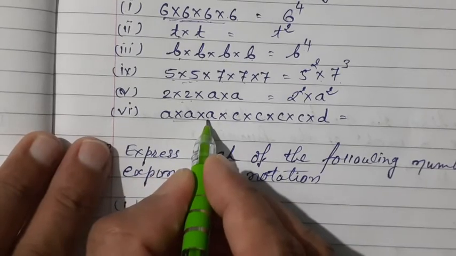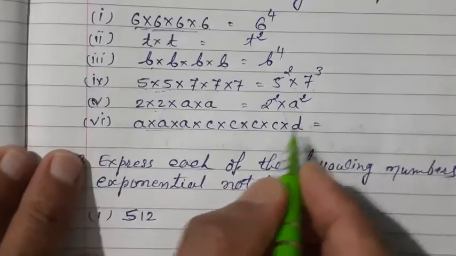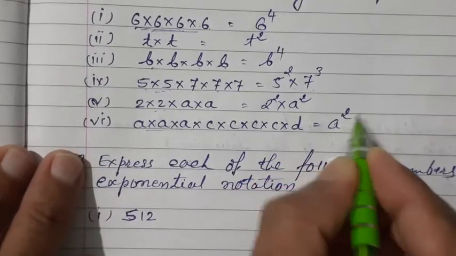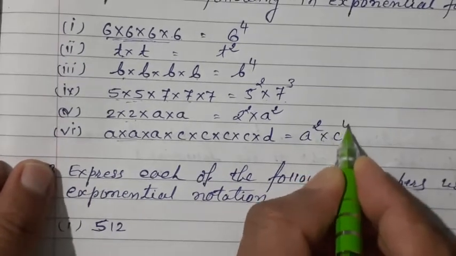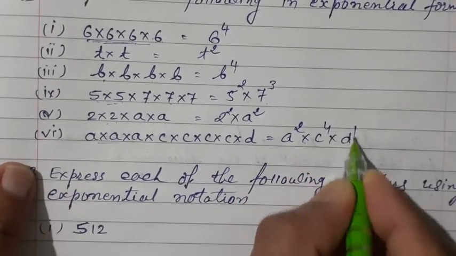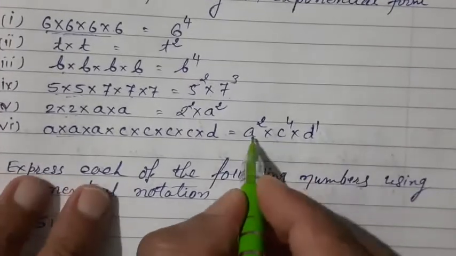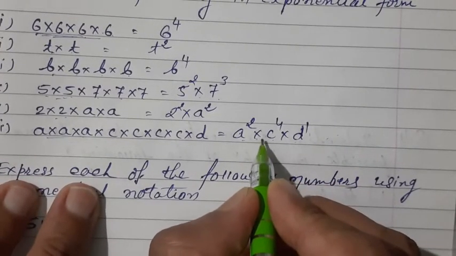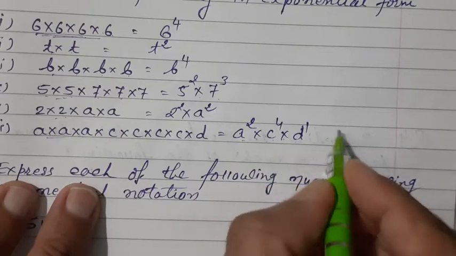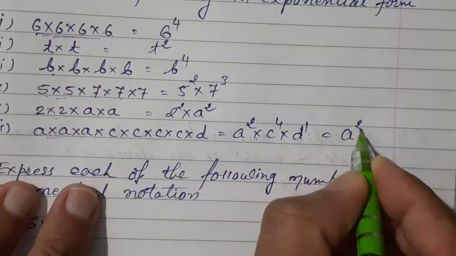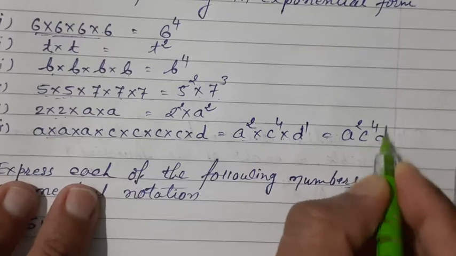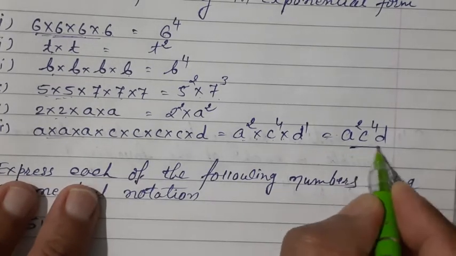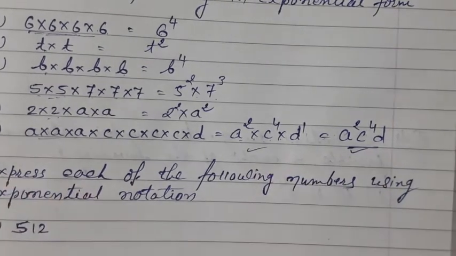Now here a is 3 times, c is 4 times, d is 1 time. So you just write down a square into c to the 4, c is 4 times and d is 1 time. Otherwise all are variables, so no need to write the multiplication sign. You just write down a square c to the 4 d, that is your answer. Okay, both are the right answers.